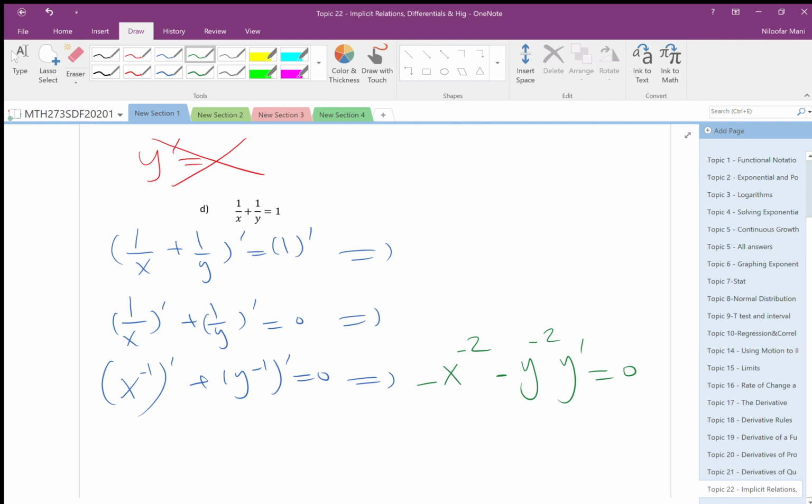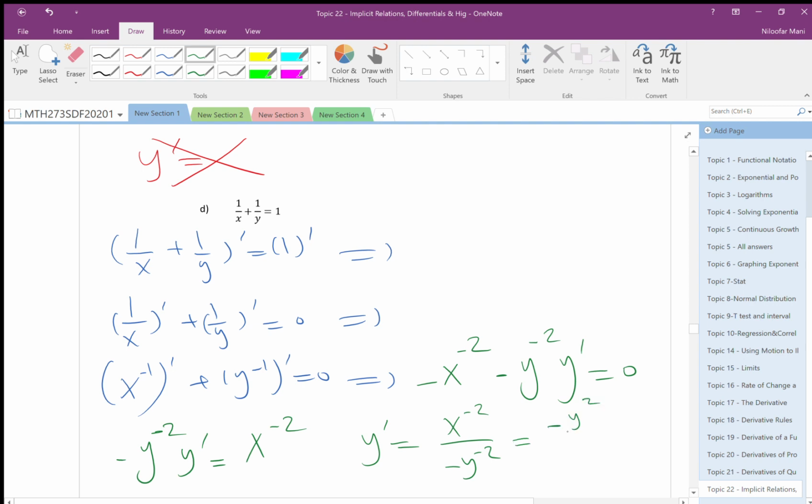So then it is x power minus 2 one side, so everything else the other side. Okay, so minus y power minus 2 y prime is x power minus 2. Okay, so y prime is x power minus 2 divided by minus y power minus 2, which is minus y power 2 divided by x power 2.